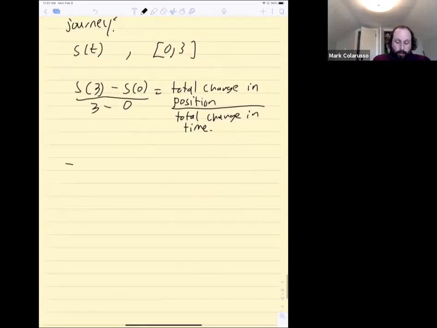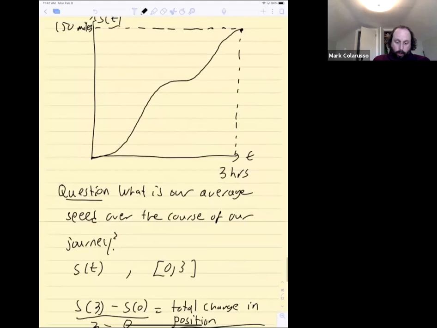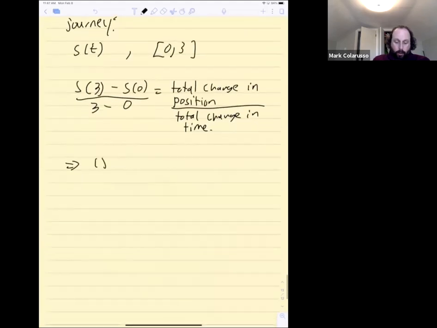And so for us, we can put these values in. After 3 hours, we're 150 miles out. So it's 150 minus 0 divided by 3 minus 0, which is 150 divided by 3, and that equals 50 miles per hour.